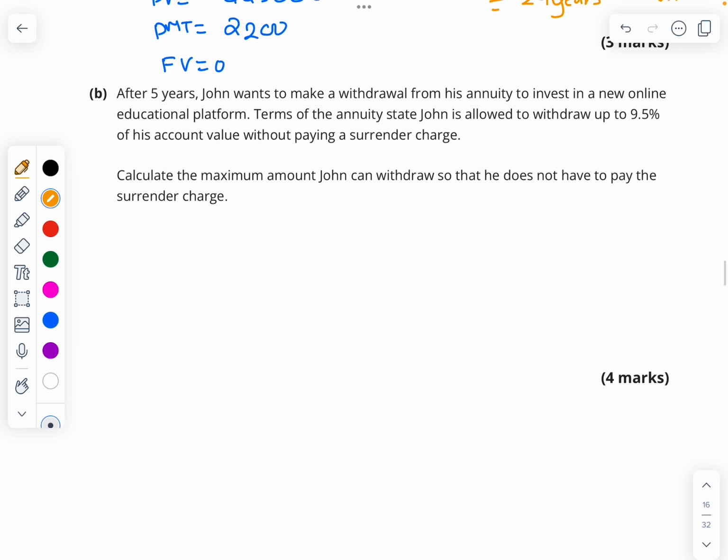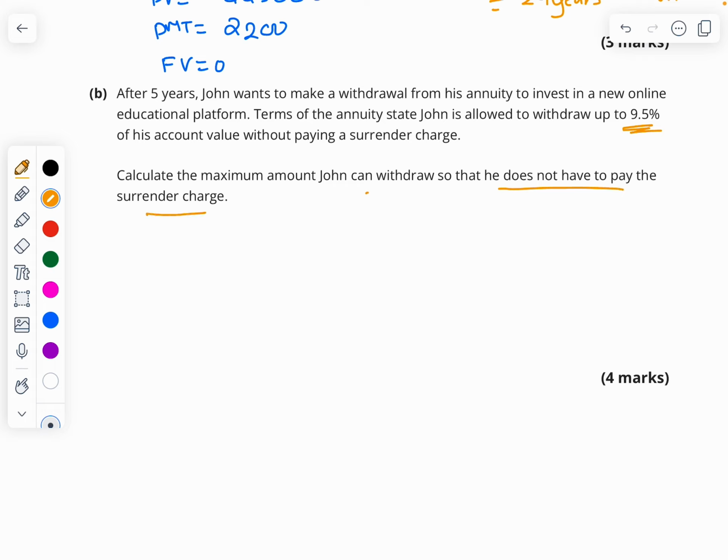After 5 years, John wants to make a withdrawal of his annuity to invest in a new online educational platform. Terms of annuity state that he is allowed to withdraw only 9.5% of his account value without paying any surrender charge. So, calculate the maximum amount he can withdraw so that he does not have to pay the surrender charge.